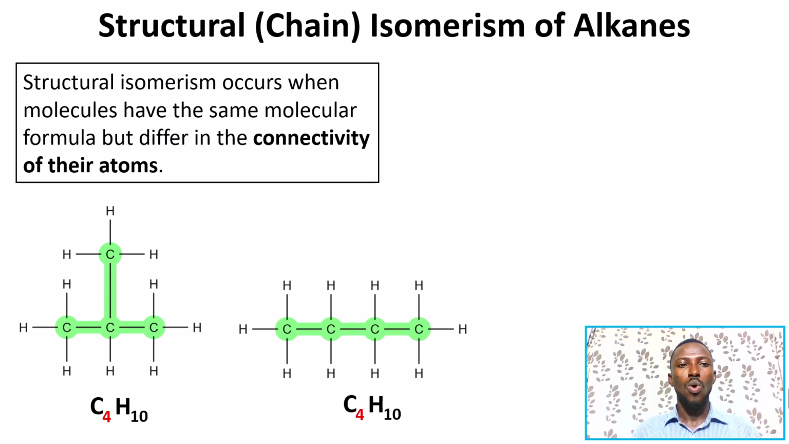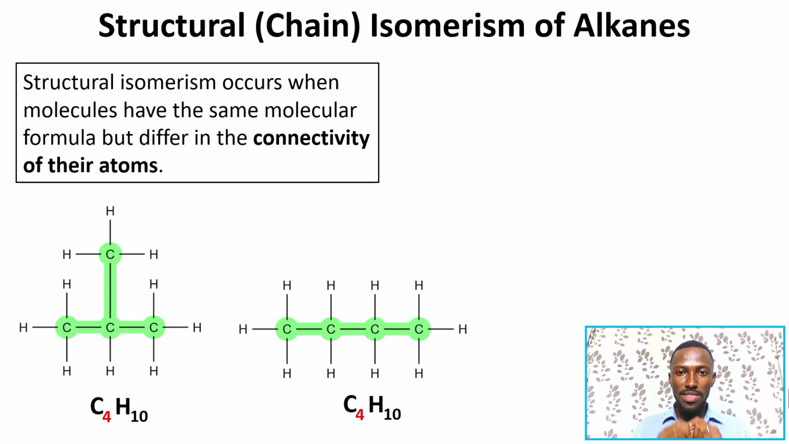So, what is structural isomerism of alkanes? Or what are structural isomers? You see, as discussed earlier, structural isomerism occurs when compounds have the same molecular formula, but their atoms are connected differently. So the atoms are differently connected. There's difference in connectivity of the atoms. That is structural isomerism. And the example we used was C₄H₁₀.